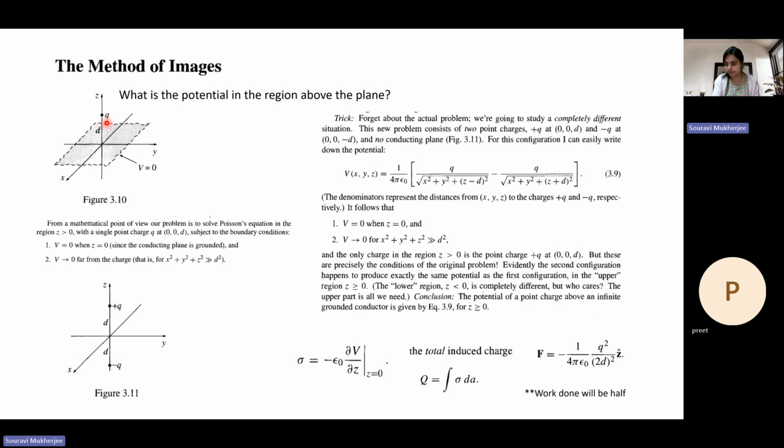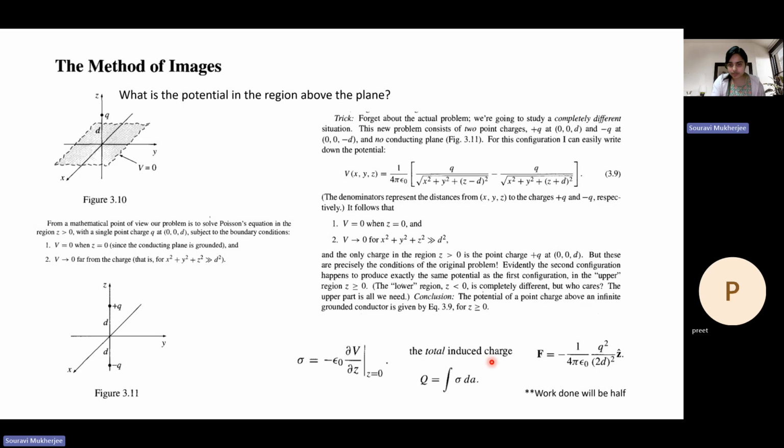Suppose you're asked what is the force experienced by this charge? How do you find it? It's nothing but trying to find the force because of the minus Q charge, right? So you can see how much simpler the question has become, right?